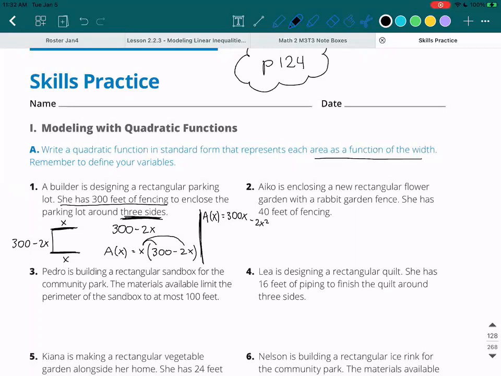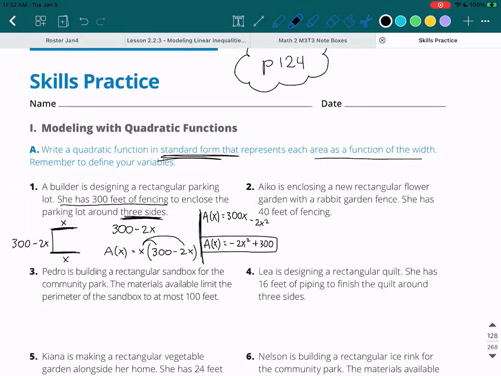And finally, if we want to put it in standard form, that means you want the x squared piece to come first. So we have a of x is equal to negative 2x squared plus 300x. So you just kind of switch the order of those two. So this would be our final answer. I'll just put it in a box.